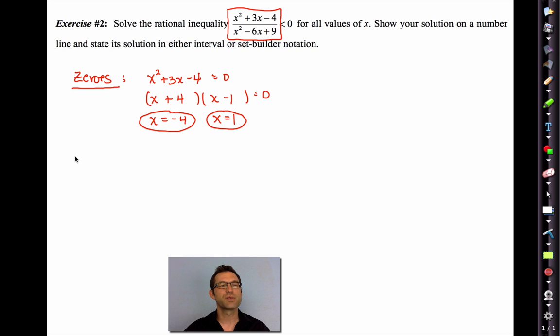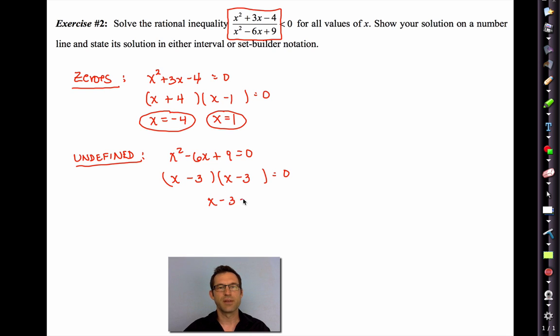Then I'm going to find the ones that make it undefined, because they're also critical values. That's a little bit more difficult than in the last problem. It's not more difficult than finding the zeros. This one factors kind of interestingly, because it factors as x minus 3 and x minus 3. So we set x minus 3 equal to 0, and we just get x equals 3. So there are my critical values: negative 4, positive 1, and positive 3.